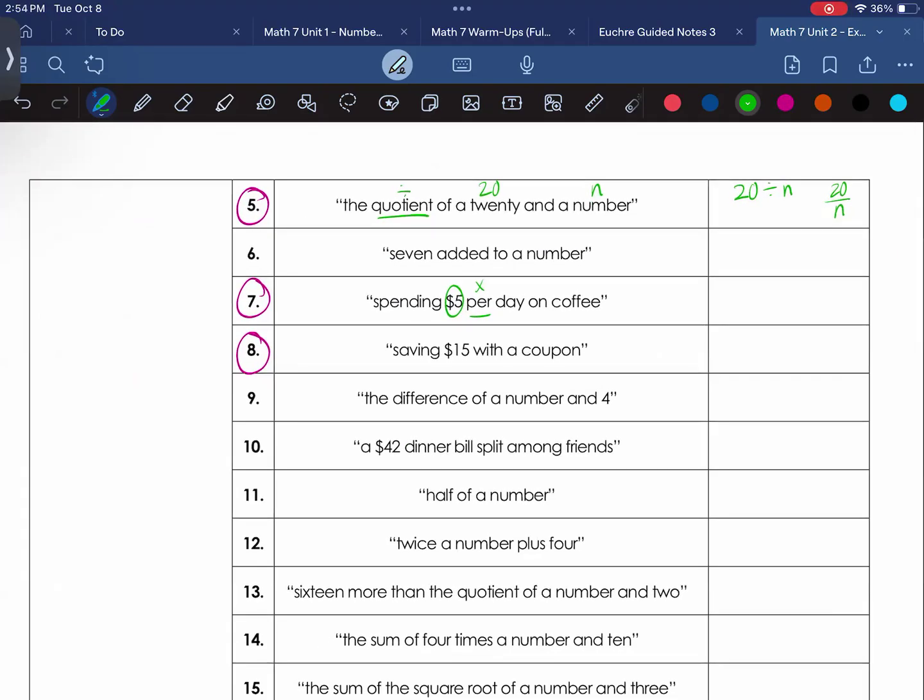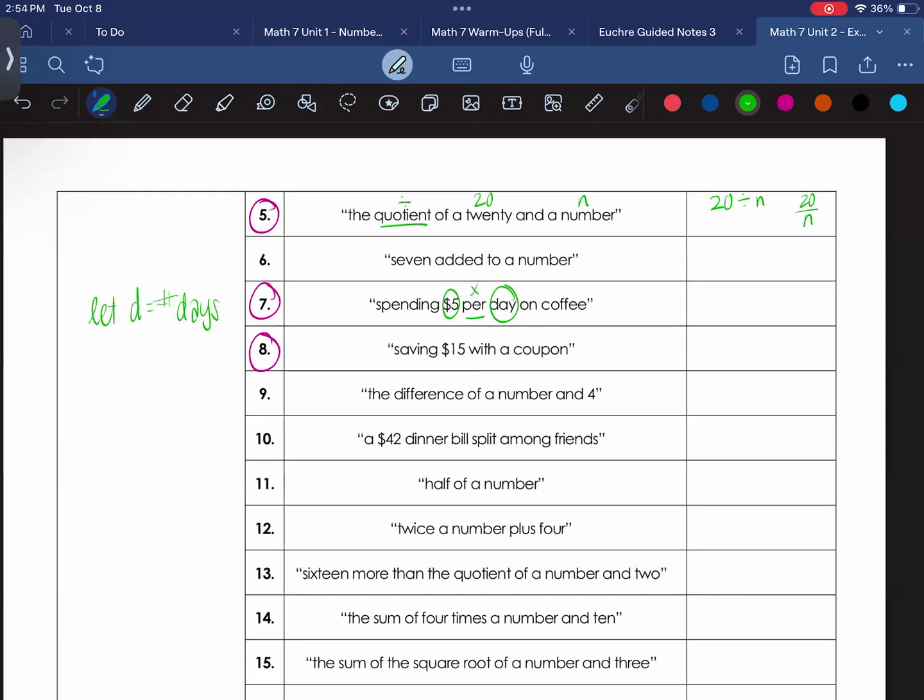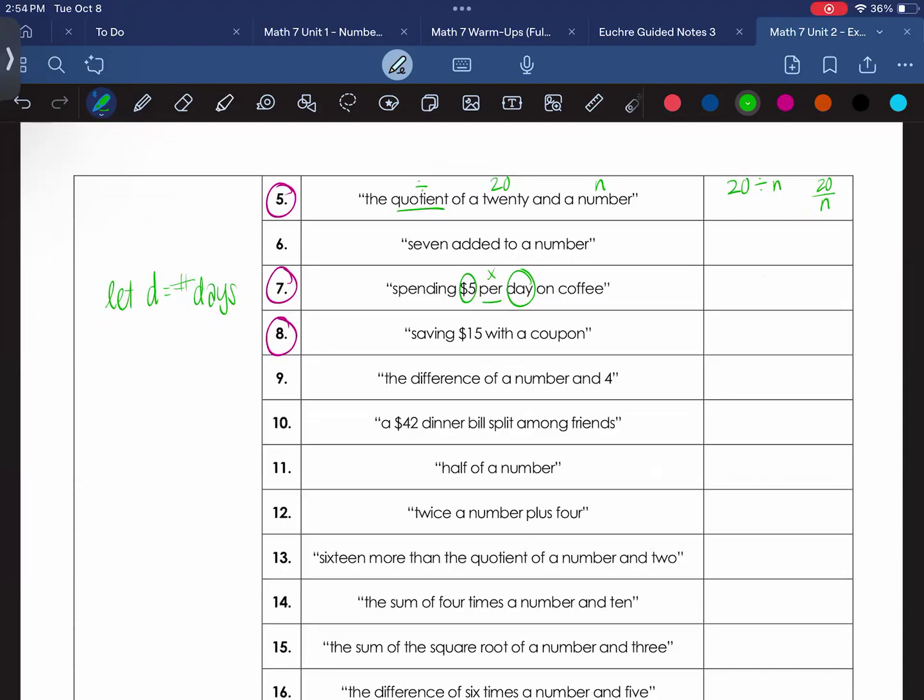So here, I'm going to let D equal the number of days. And what I did right there is called defining a variable, which we'll talk about later. But I used N for all the other ones. Now I'm going to use D since we're talking about days. So I have 5 times each day. So 5D, or 5 times D.